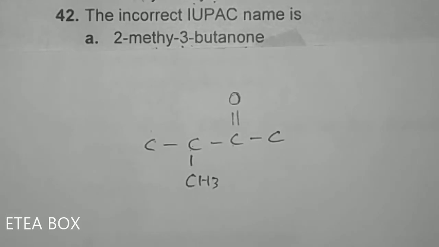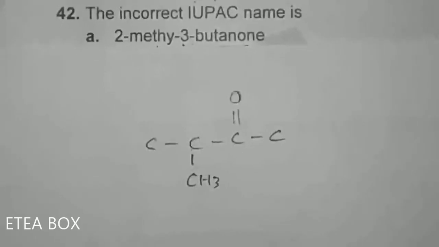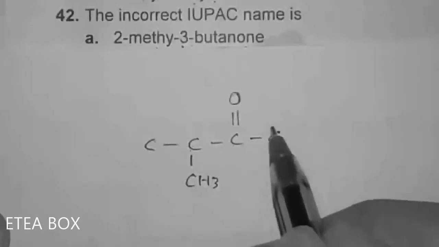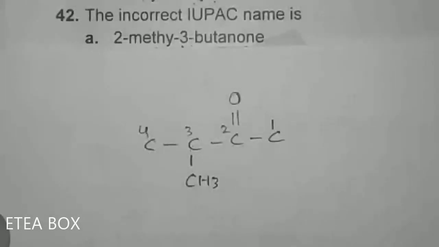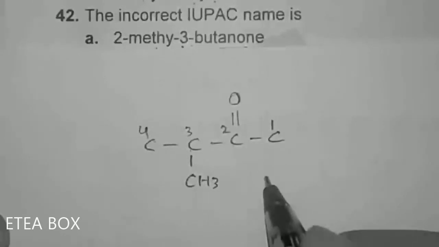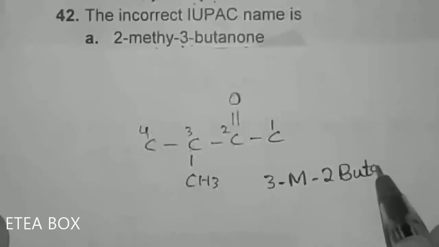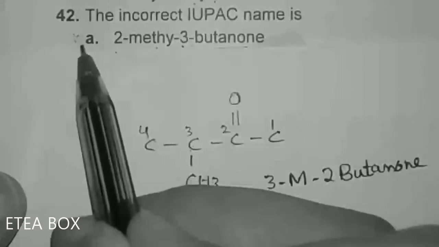Now the next step is to just name this structure according to IUPAC rules. According to IUPAC rules, you have to give the carbonyl group the lowest number, or simply start the numbering where the carbonyl group is nearer. Now according to IUPAC, 1, 2, 3, 4. Now let's name this: it will be 3-methyl, and 2-butanol. The name will be 3-methyl-2-butanol. So look here, this one is incorrect, option A is incorrect.